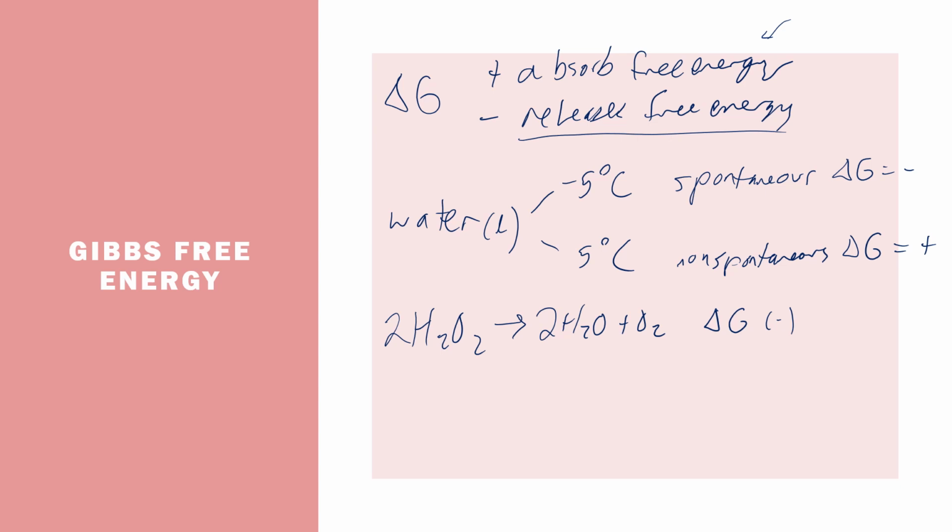The reverse reaction, the water and oxygen gas forming hydrogen peroxide, is not thermodynamically favorable. You have water vapor and oxygen gas hanging out in our air all the time, and it doesn't spontaneously just produce hydrogen peroxide. So its delta G is positive, is not thermodynamically favorable.